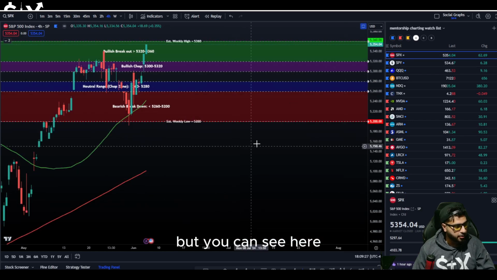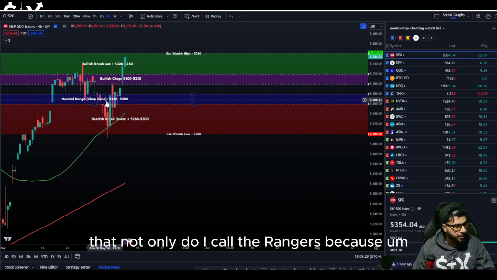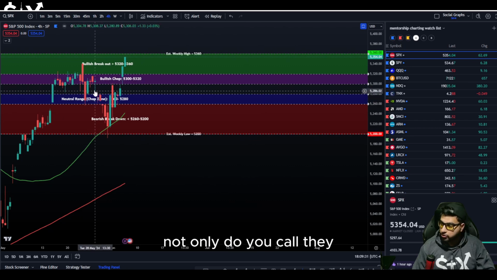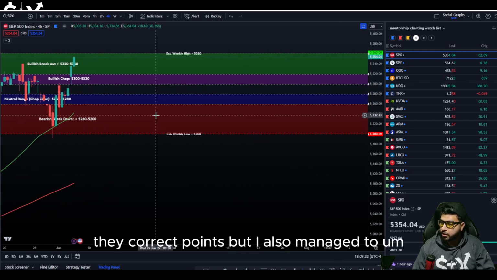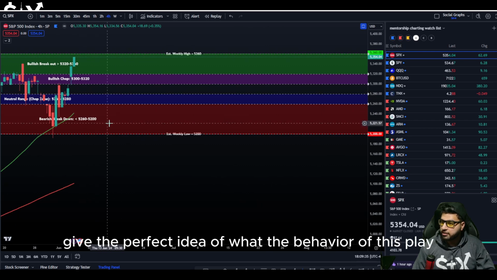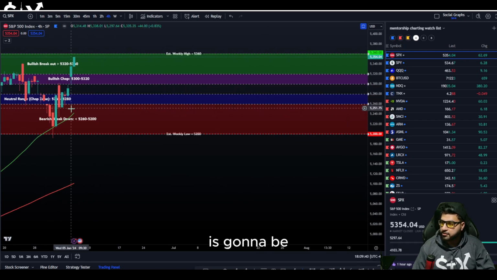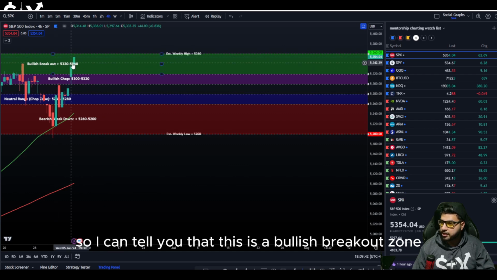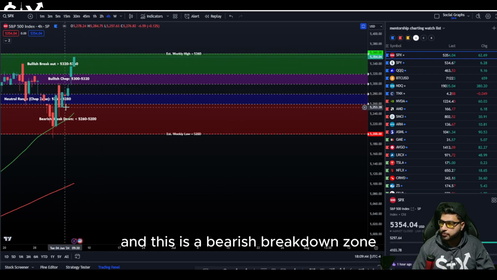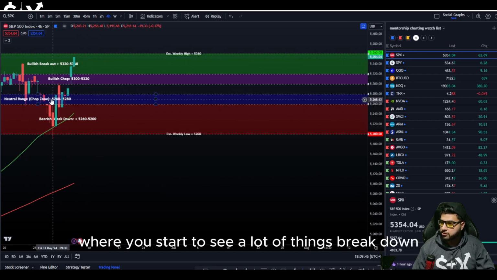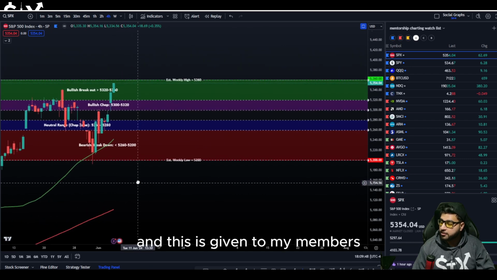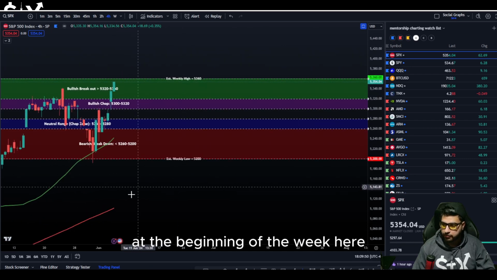But you can see here that not only do I call the correct points, but I also managed to give the perfect idea of what the behavior of this play is going to be. So I can tell you that this is a bullish breakout zone, and this is a bearish breakdown zone where you start to see a lot of things break down. And this is given to my members at the beginning of the week here.